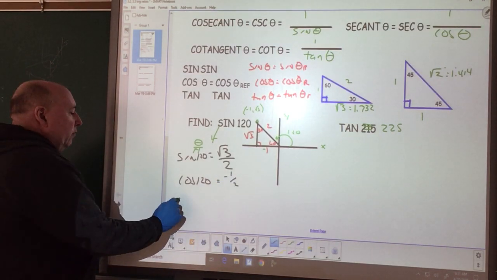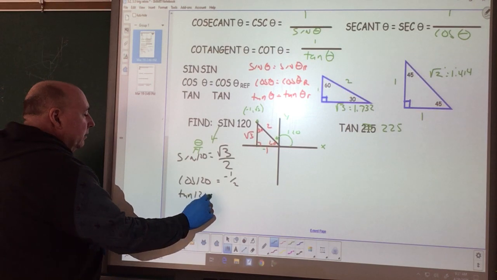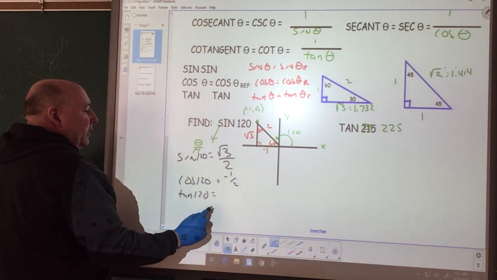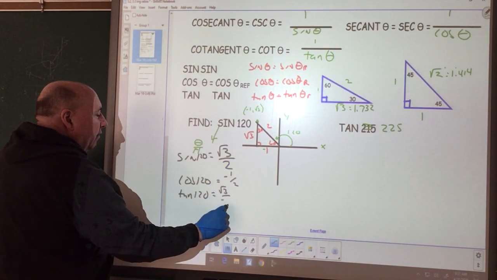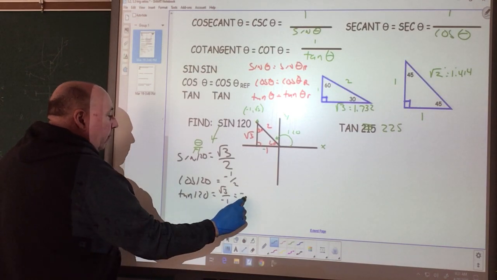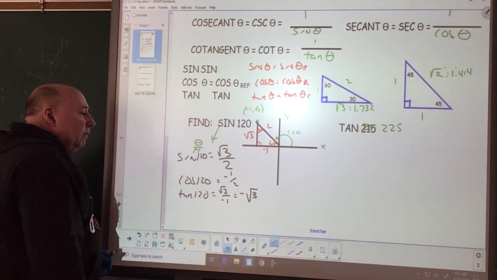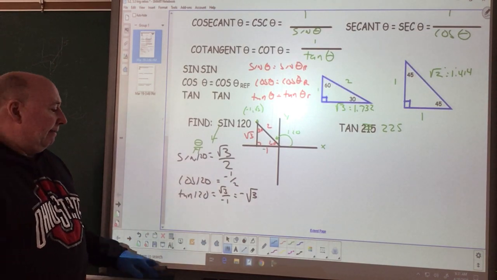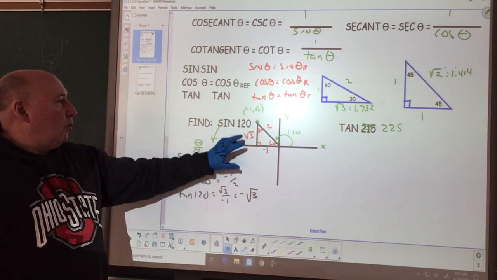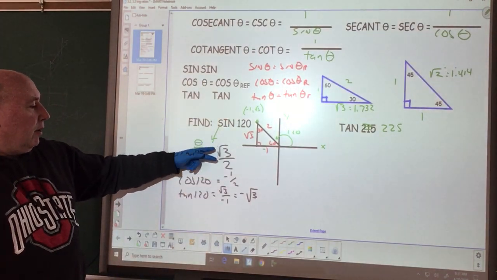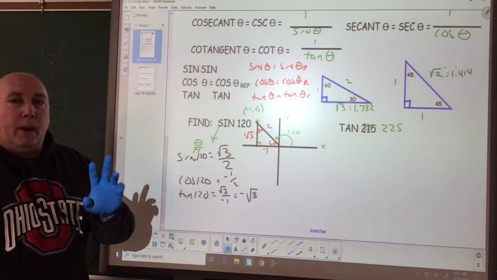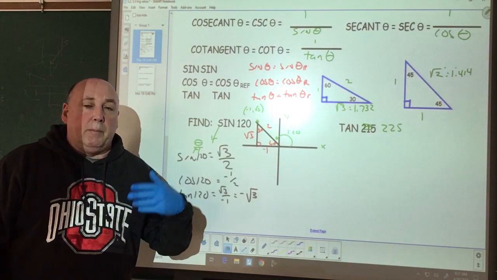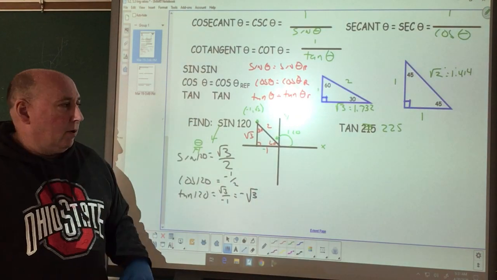Our tangent of 120, opposite over adjacent, we have square root of 3 over negative 1, which we can simplify down to negative square root of 3. We can just take the negative 1 and throw it up top. And then anything reciprocal wise, we can just flip it over. Remember to rationalize your denominator by multiplying top and bottom by the square root.